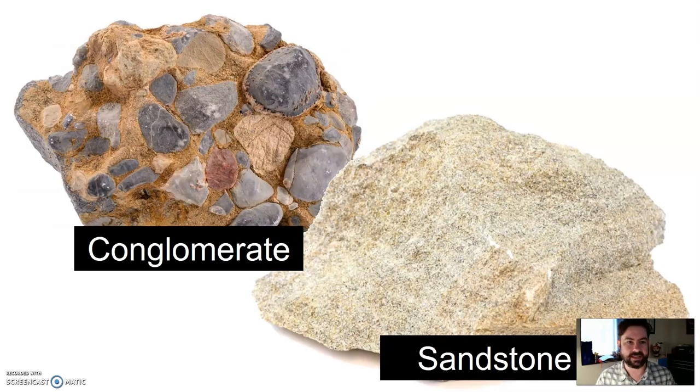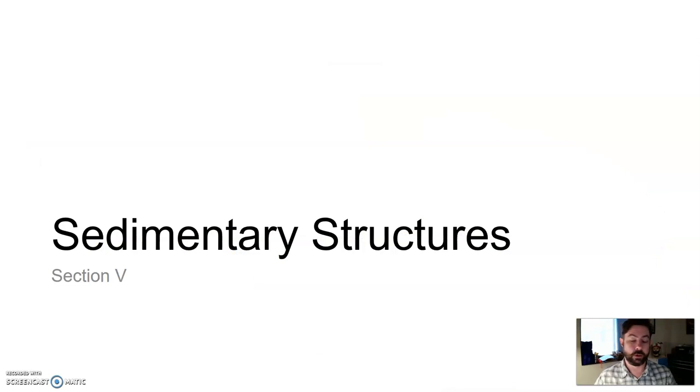Again, these are just some examples so you can see the classes. Here's a conglomerate. You can see these rounded pieces of rock fragments cemented together. And here's sandstone. It looks like a bunch of sand that's been compacted and cemented together. Again, just some examples. We'll look at a lot more of these in lab. We'll pause there. When we come back, we'll tackle our last section and talk about sedimentary structures.